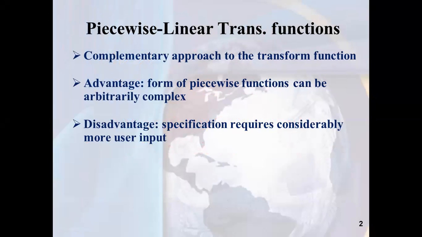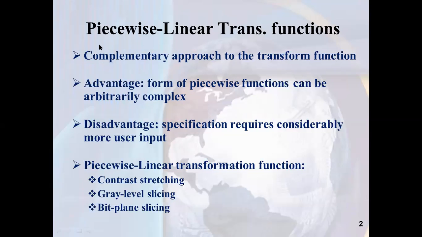So now we'll talk about piecewise linear transformation functions, which are a complementary approach to the transformation functions that we have taken before: the logarithmic function, exponential function, and gamma function. Their advantage is that these functions can be arbitrarily complex, but their specification requires considerably more user input. So we need to enter more data or make more specifications in order to apply these functions.